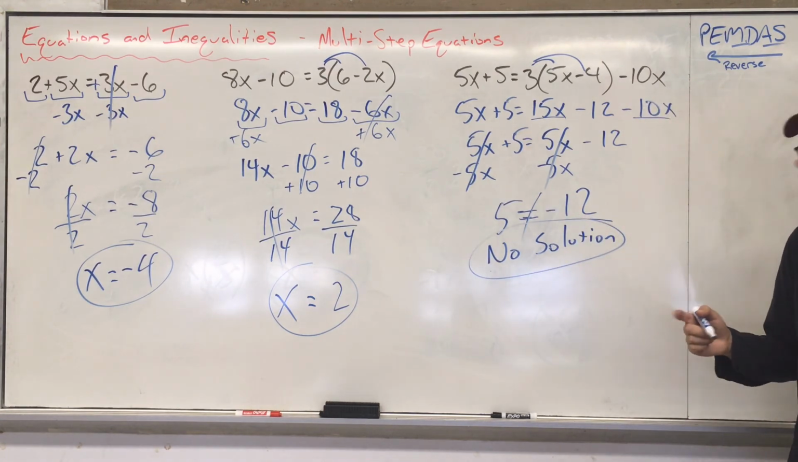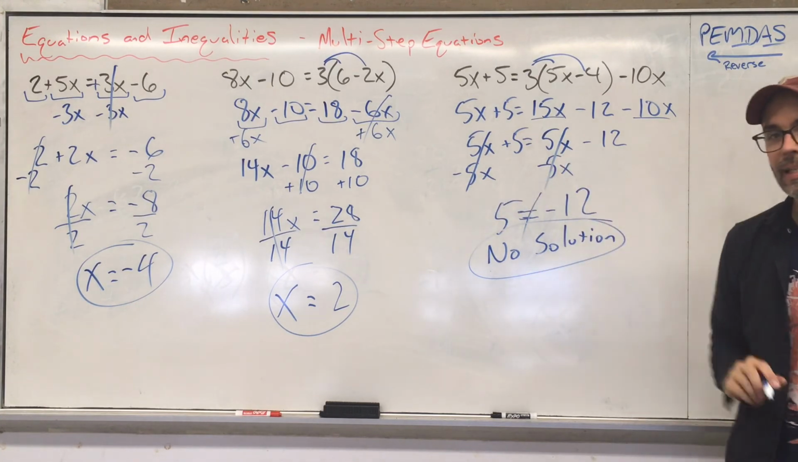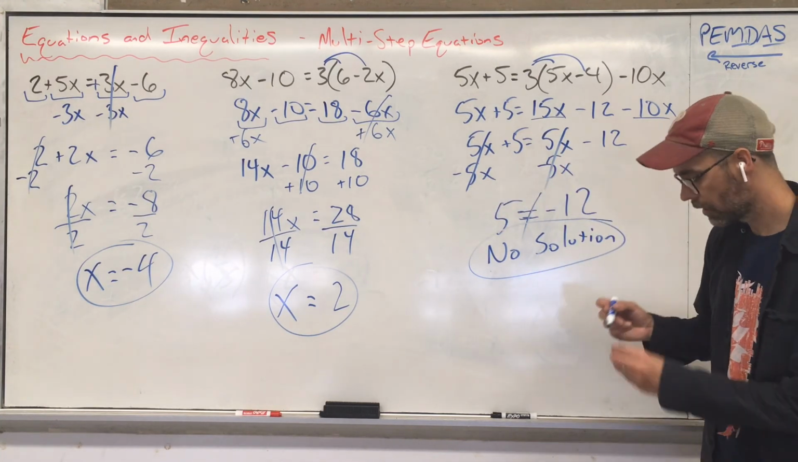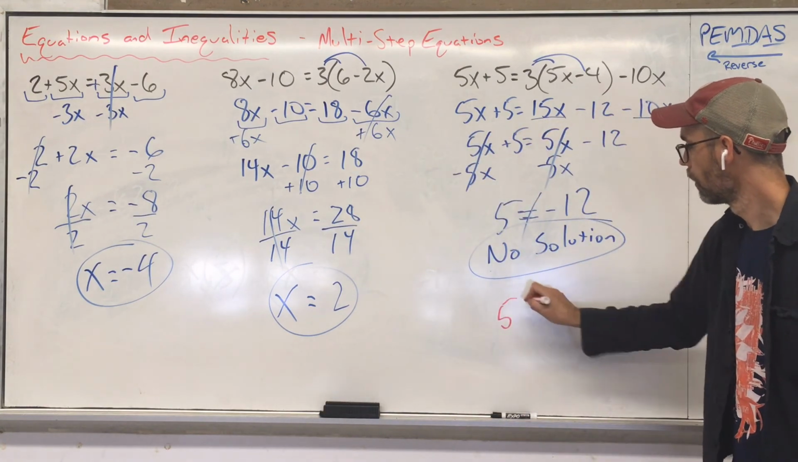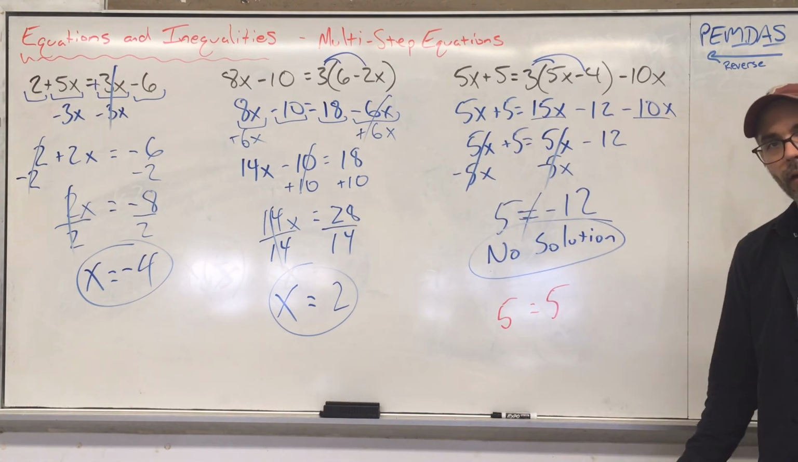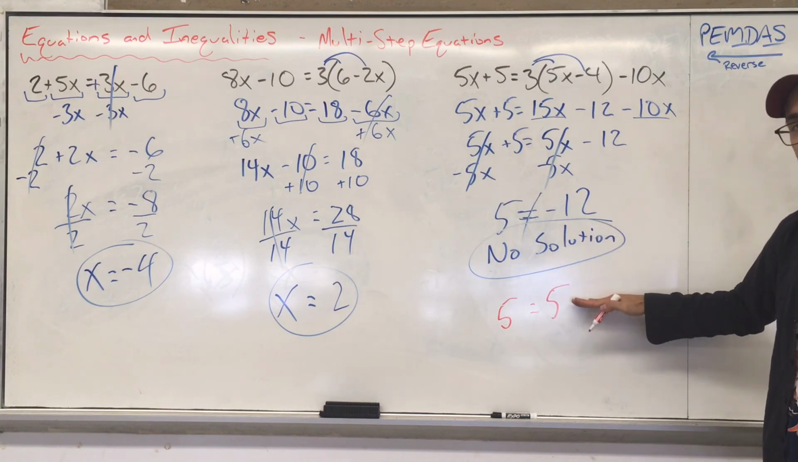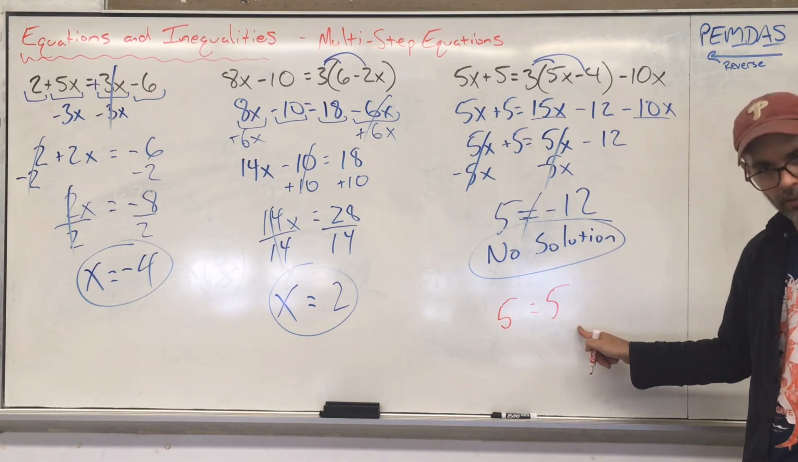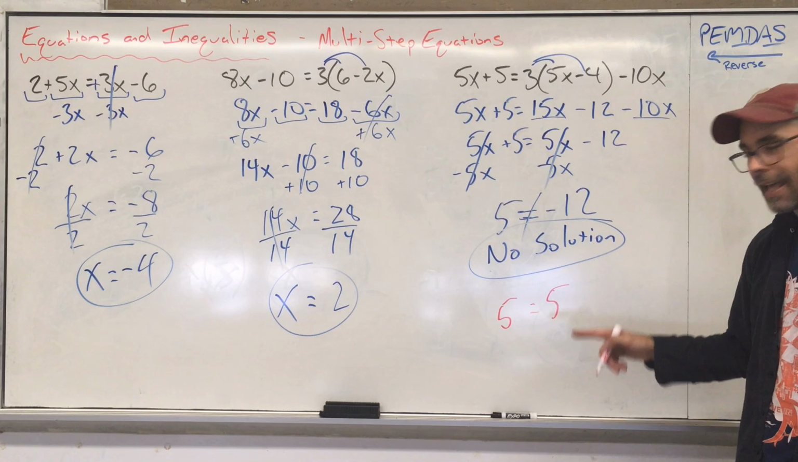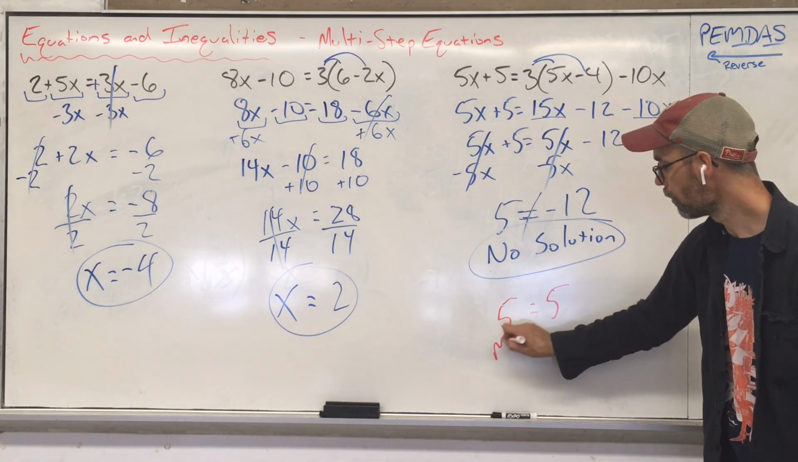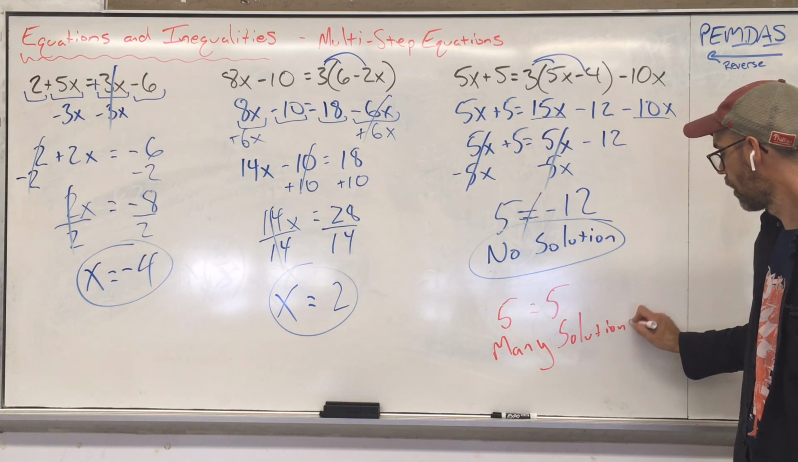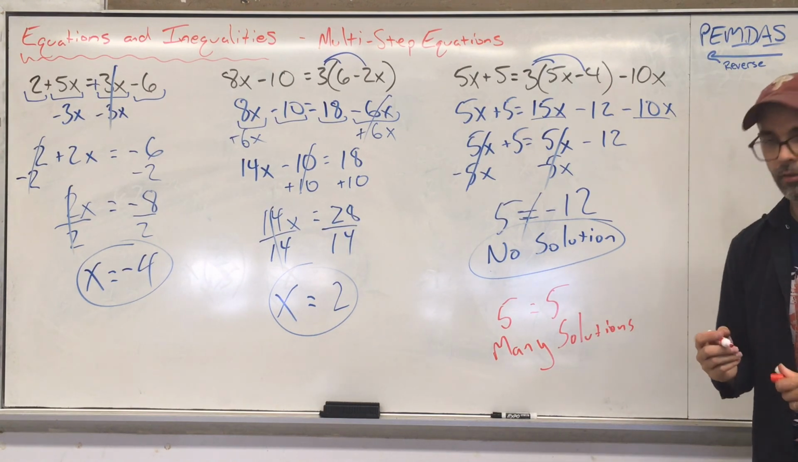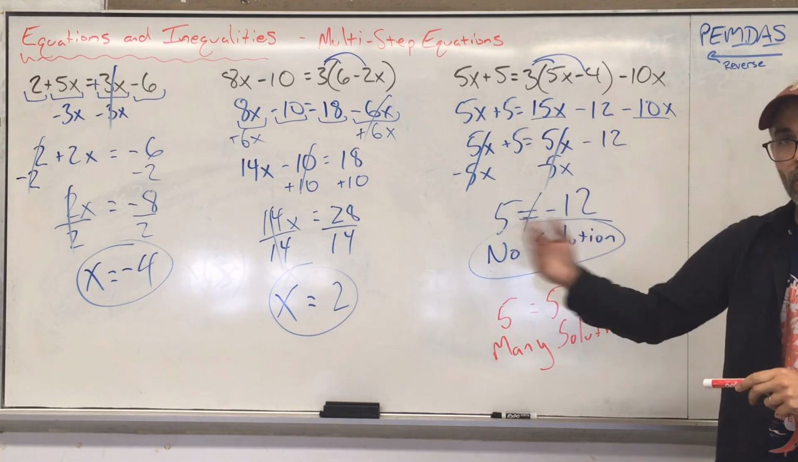Let's take it one more step. Let's say our x's did cancel, and for whatever reason, we were left with 5 equals 5. If this was our answer, does 5 equal 5? Yes, it does. It will always equal 5. In that case, instead of no solutions, we would then say many solutions or infinitely many solutions. Multi-step equations.